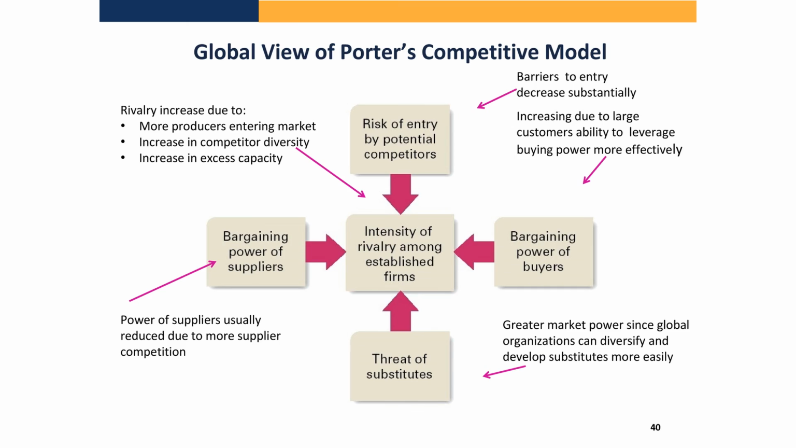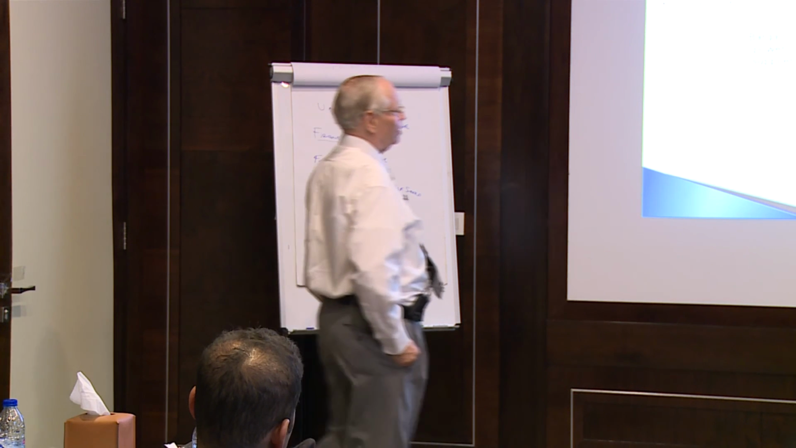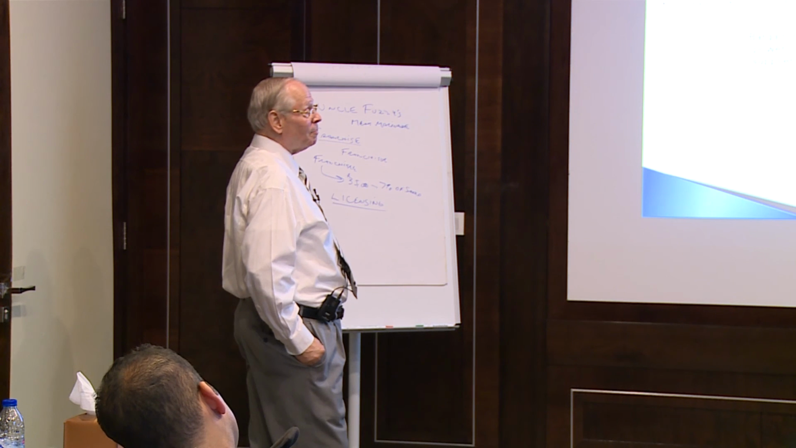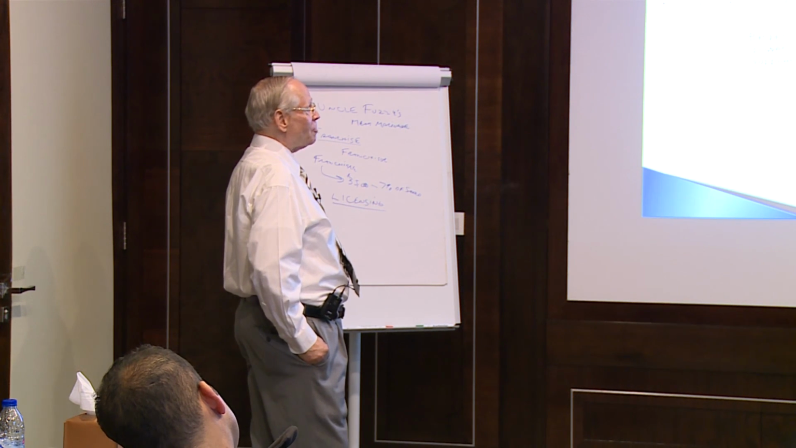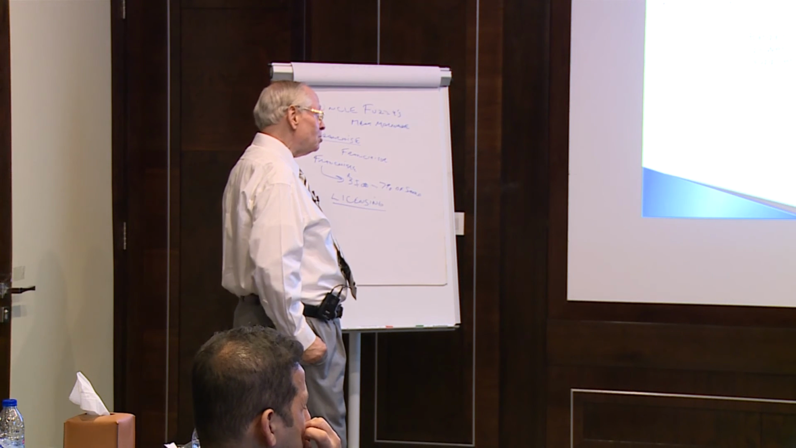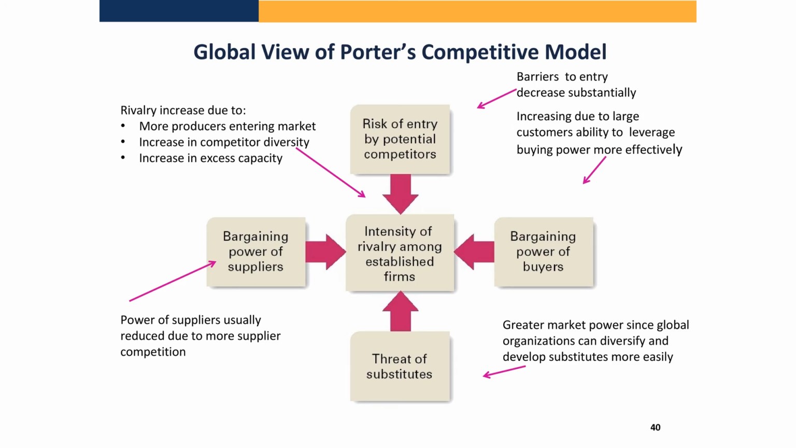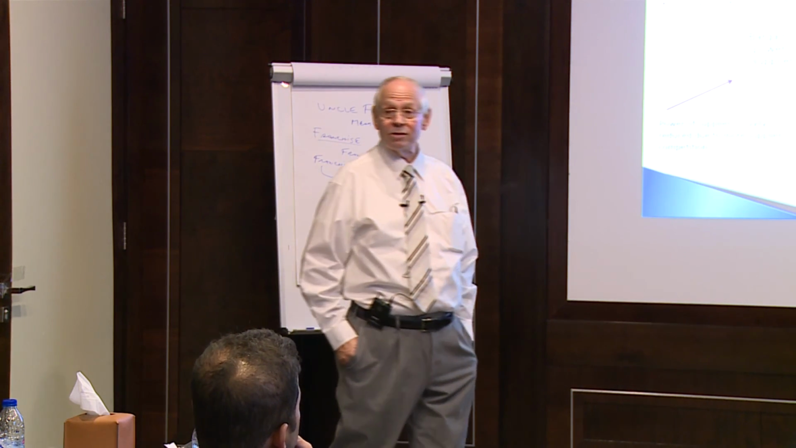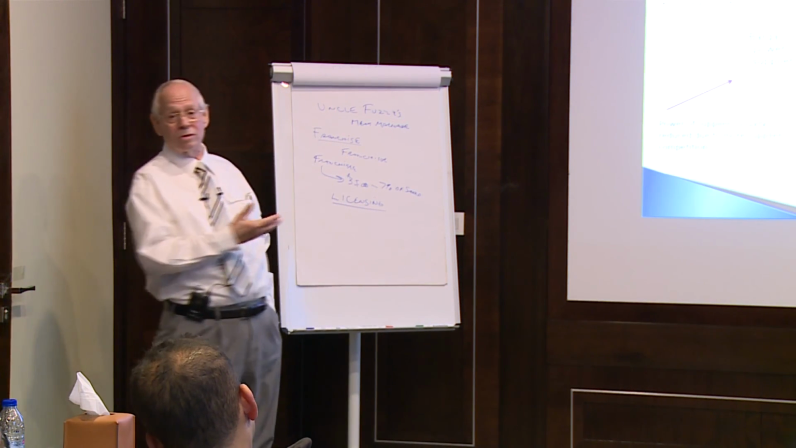So, risk of entry of potential competitors: barriers to entry will decrease substantially when you go global. The power of buyers increases due to large customers' ability to leverage more buying power effectively. Threat of substitute products: greater market power since global organizations can diversify and develop substitutes more readily, so substitutes increase. And the bargaining power of suppliers is usually, unfortunately, reduced when you go global because there are more suppliers available to pick from. So they lose. Suppliers always lose.